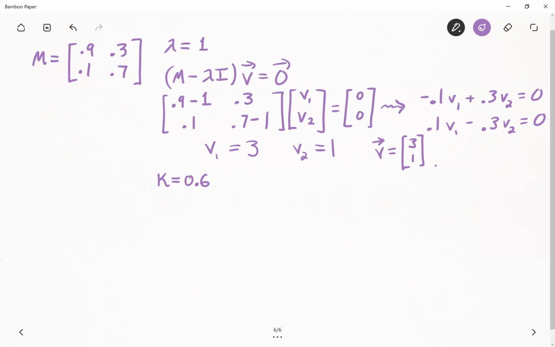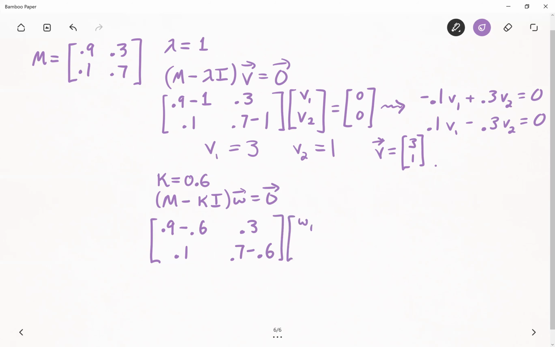All right, so once again, I've got the equation M minus my eigenvalue times I times the associated eigenvector gives us a zero vector. So same equation as before. I have 0.9 minus 0.6, 0.3, 0.1, and 0.7 minus 0.6, times W1, W2, equals 0, 0. Again, let's convert to a system of equations.